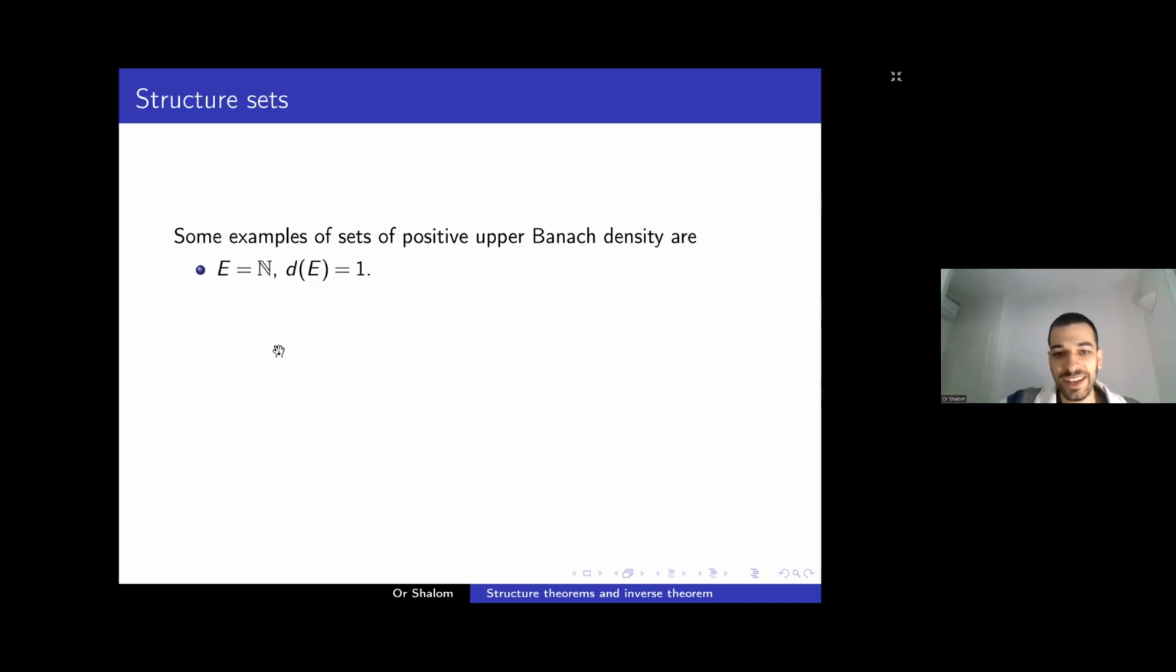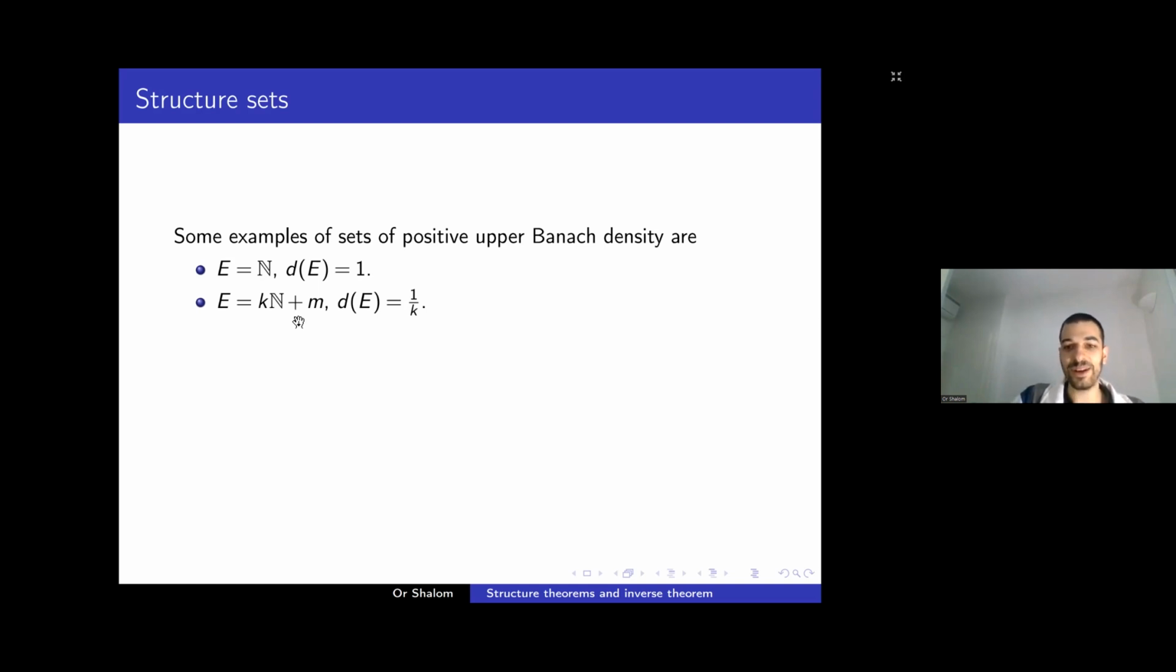Here's a very simple example of sets of positive density. If you take all the natural numbers, it has density 1 by definition, and it clearly satisfies Semeredi's theorem. This is a trivial example. Another trivial example is arithmetic progressions of positive density. If you look at the even numbers and odd numbers, they have density 1/2. And arithmetic progressions, of course, satisfy Semeredi's theorem.